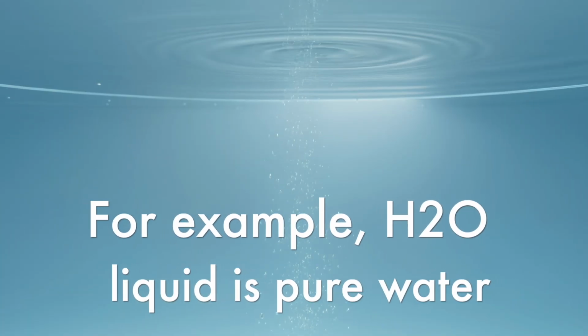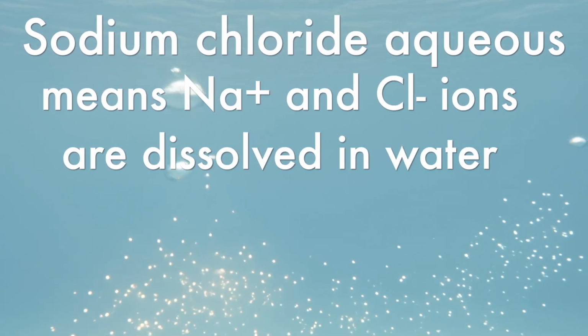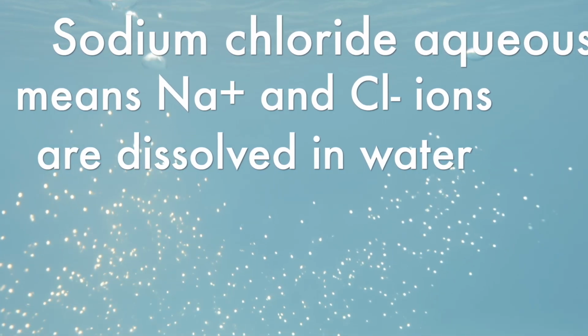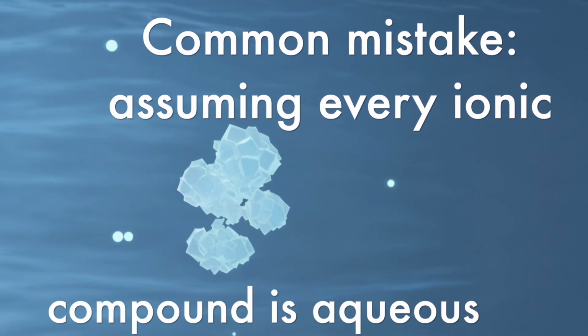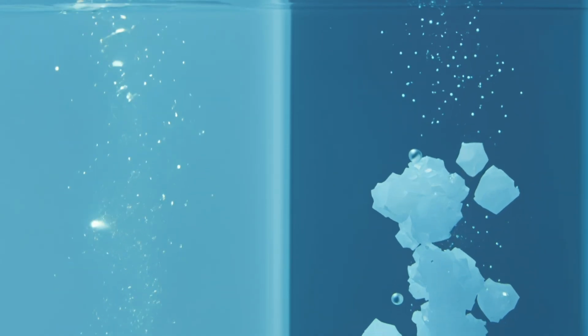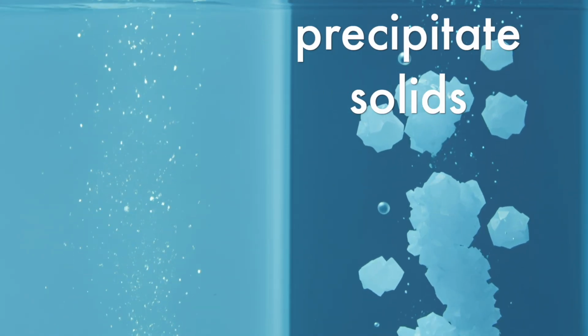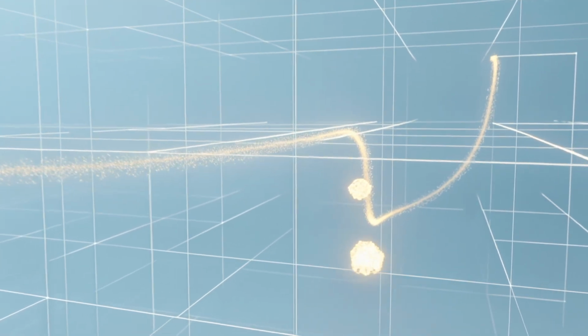For example, H2O liquid is pure water. But sodium chloride aqueous means sodium ions and chloride ions are dissolved in water. Another common mistake is assuming every ionic compound is aqueous. That is not true. Some ionic compounds dissolve in water, while others form precipitate solids. That is why the solubility rules are so important.